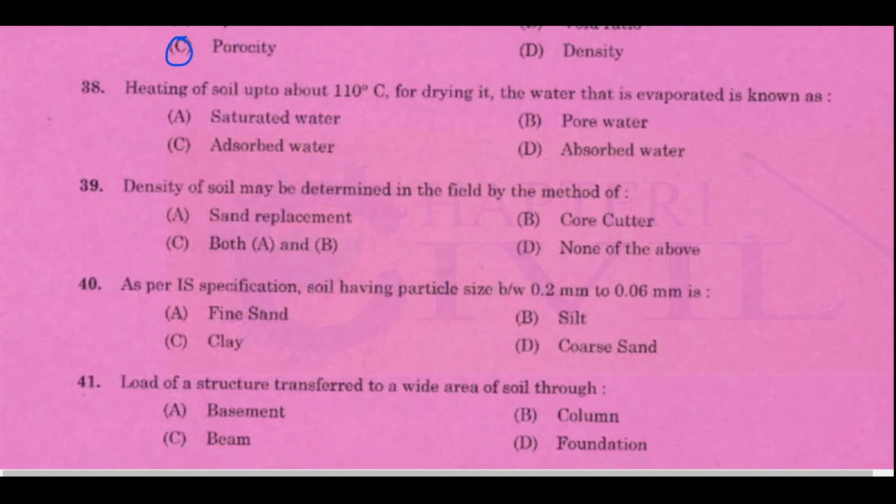Question number 38. Heating of soil up to 110 degrees Celsius for drying it, the water that is evaporated is known as saturated water, pore water, adsorbed water, absorbed water. It is pore water. Pore water is what evaporates.